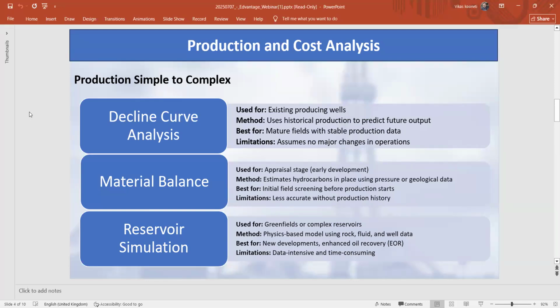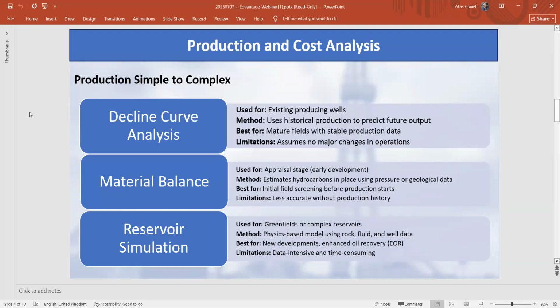So FID is the final investment decision, right? Till the FID stage you might just go with DCA or maybe material balance, because you only have this data. Or if it's an existing well, you might only go for DCA data.